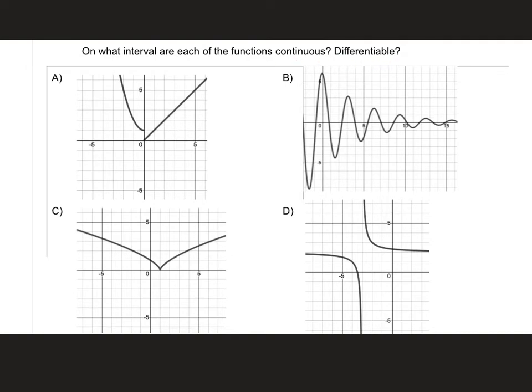So the question: on what interval is each of the functions continuous, and on what interval are they differentiable? Well, for this first one, we would say we're continuous everywhere except 0, so x not equal to 0. We could also say from negative infinity to 0, and also from 0 to infinity, the open parentheses showing don't include 0. And we're actually differentiable on those same intervals.